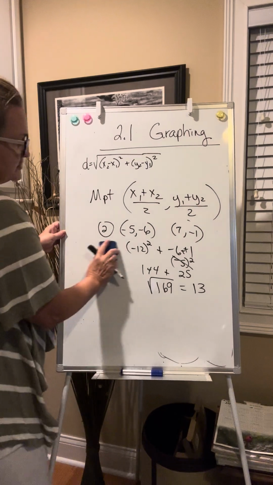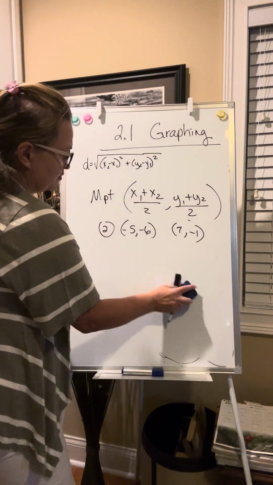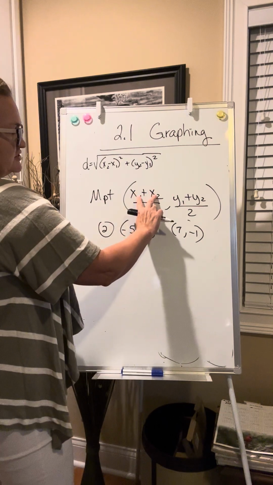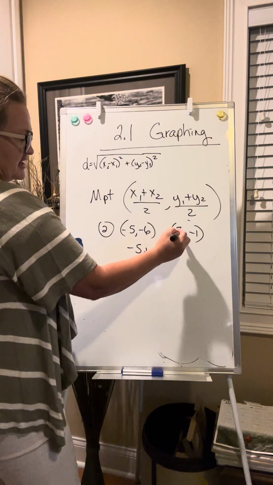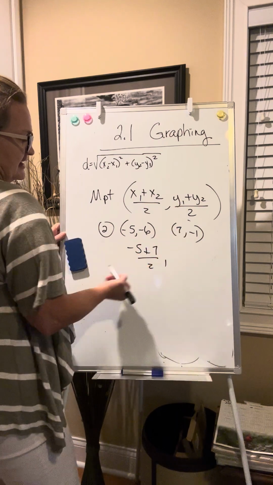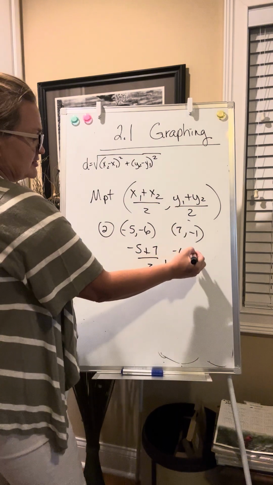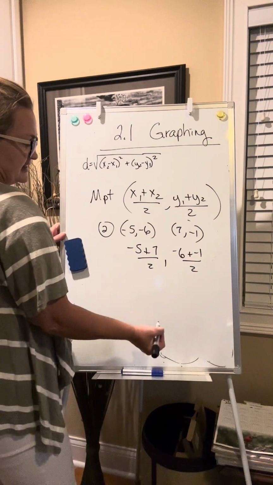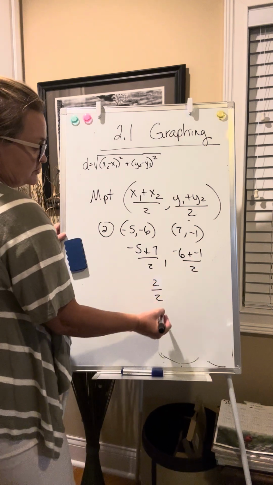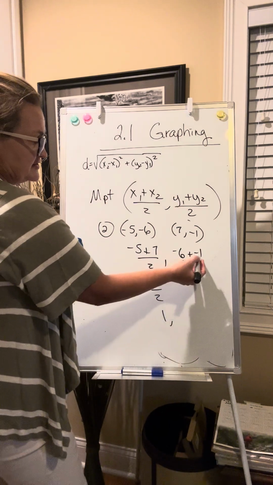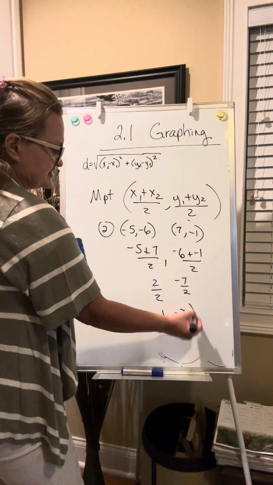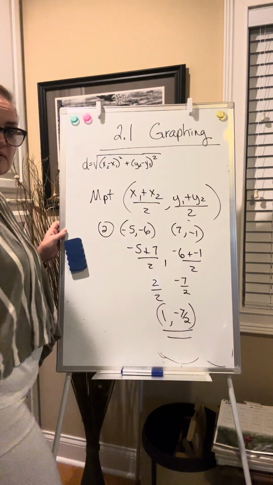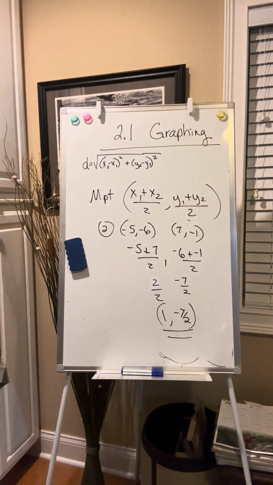All right, now let's do its midpoint between those 2 points. So that's the average of the x's, the average of the y's. So -5 plus 7, half that. -6 plus -1, half of that. So that gives us 2/2, which is 1. And -6 and -1 is -7/2. And we'll just leave it like that. -7/2, that would be the midpoint of that segment.